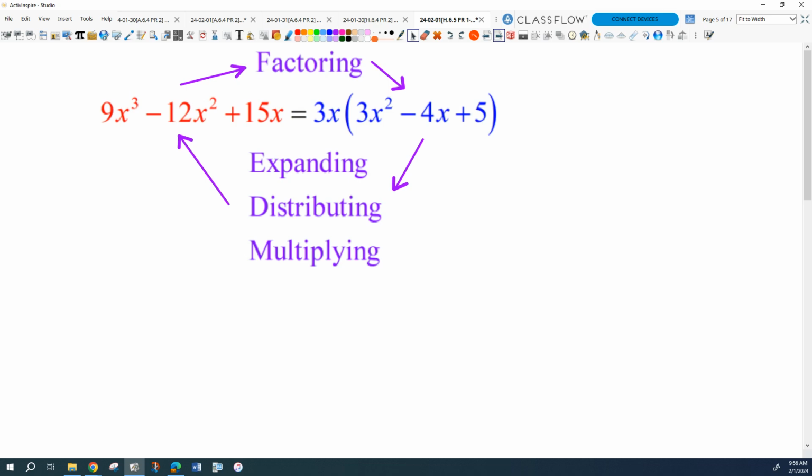We're starting with a bunch of separate terms, and we want to see if there's a way that we can break that up into a product of factors, right? In the same way that you guys would tell me that, let's see, how about 30 in factored form is what?